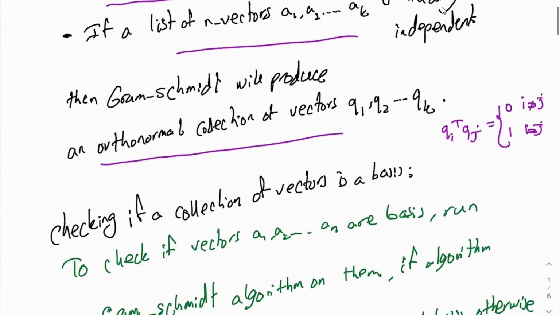What do I mean by that? It means Q1 transpose Q1 is 1, so each vector has a unit norm. That's what orthonormal means. And Q1 transpose Q2 is 0. Q1 transpose Q3 also is 0, and so on and so forth.